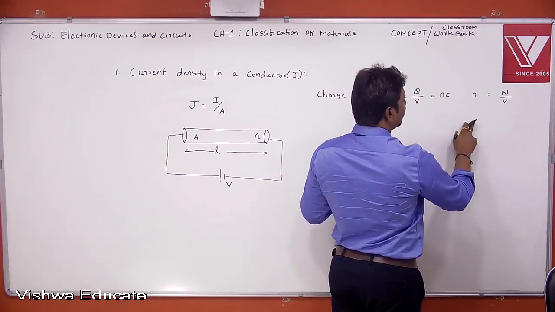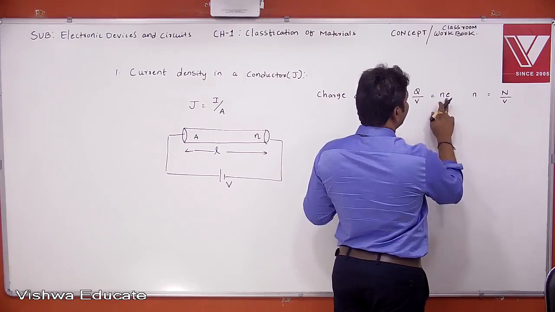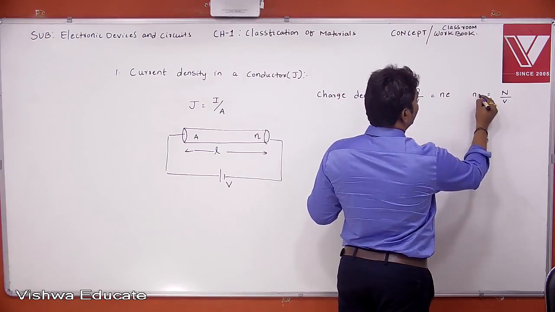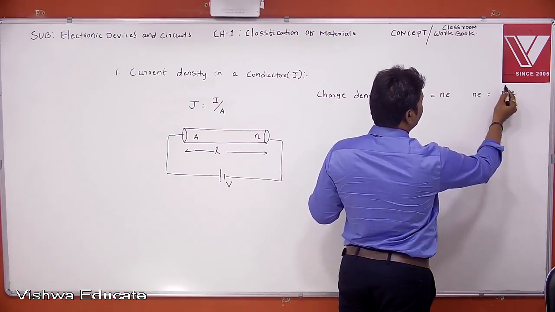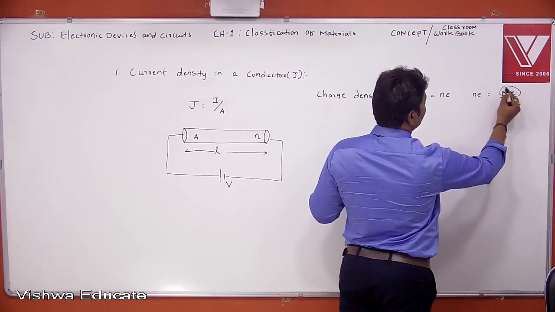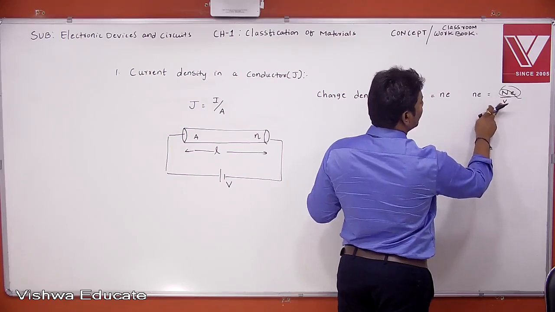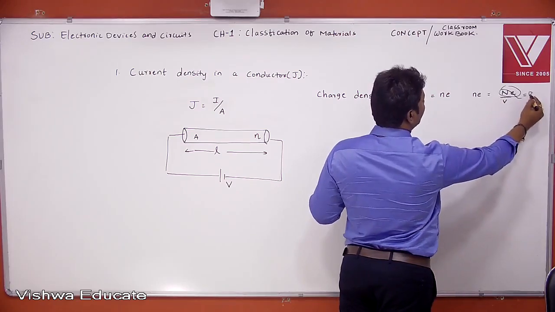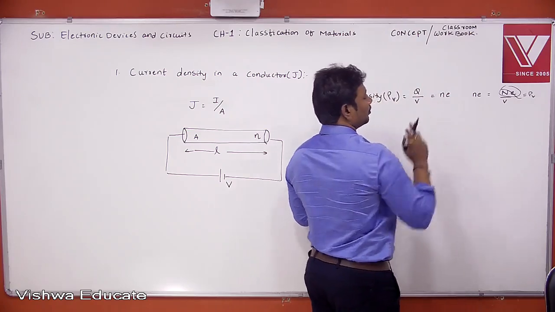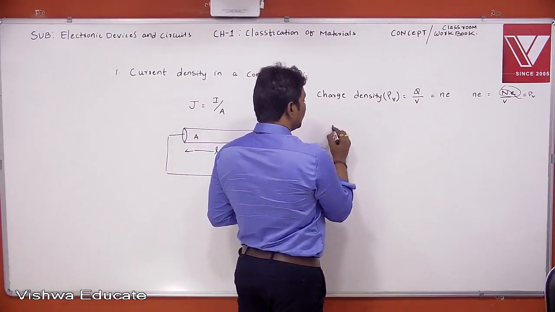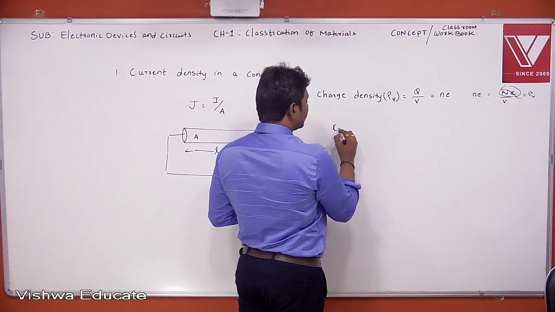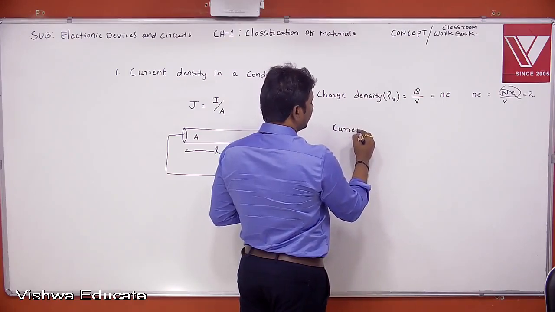Now here, how it will become Ne: rho V equal to, if you multiply both sides with the charge of an electron, N into E, capital N into E, this is nothing but the total charge per unit volume, which is rho V. Now rho V equal to Ne. After defining charge density, now I can define the current in a conductor.